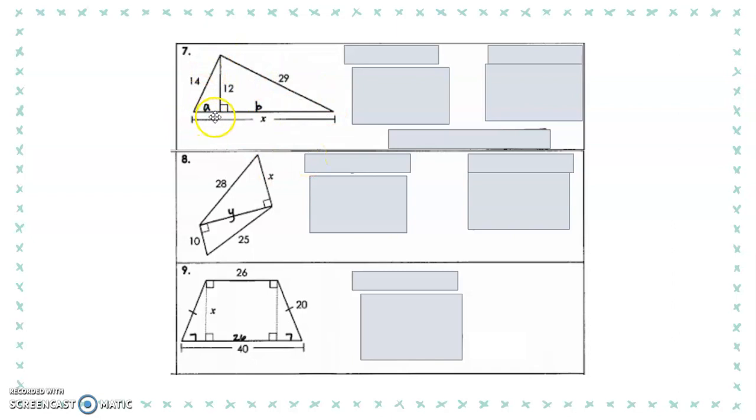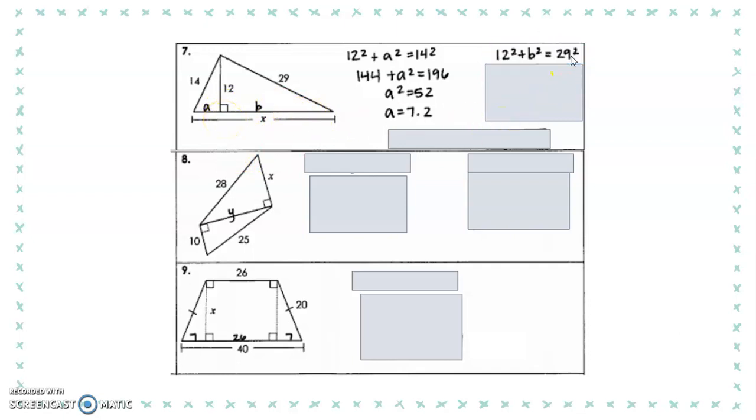So I have my first small triangle on the side here, and I'm going to label the bottom leg A so I can find that length. When I do that, I have 12 squared plus A squared equals 14 squared, and I find that A is 7.2. We're going to do that same process finding B, so the length on my larger right triangle on the inside of the big triangle. I'm going to write out my equation, and I'm going to solve and find that B is 26.4.